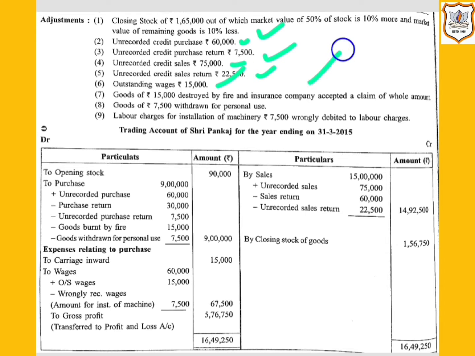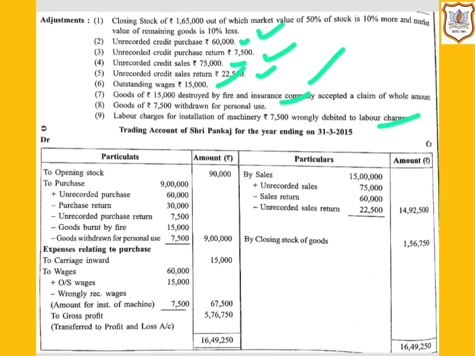Then goods of rupees 15,000 destroyed by fire and the insurance company accepted a claim of the whole amount. Then the next adjustment, goods of rupees 7,500 withdrawn for personal use. Labor charges for installation of machinery, rupees 7,500, wrongly debited to labor charges.